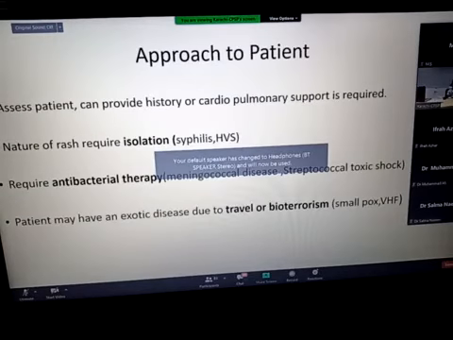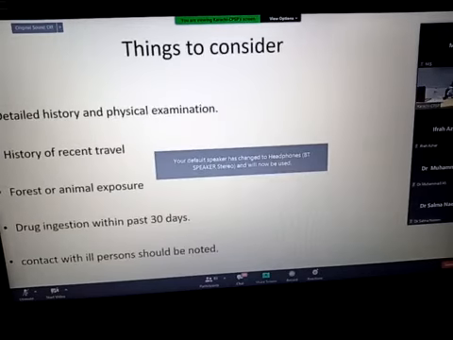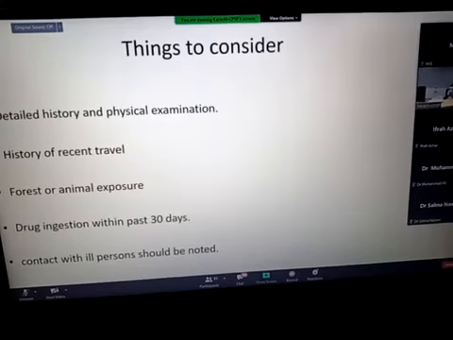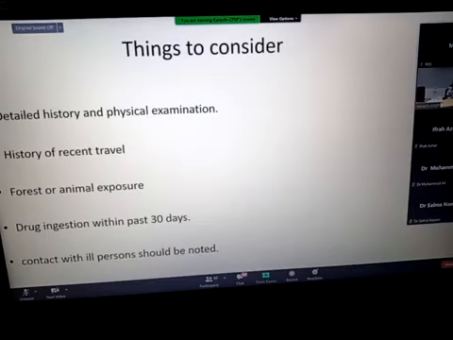during the past 1 month. Things to be considered include, as I told you, a very nice detailed history, physical examination, history of recent travel, forest or animal exposure, drug ingestion within the past 30 days, and contact with ill persons like a person suffering from chickenpox, a person suffering from measles. It should be taken into account.